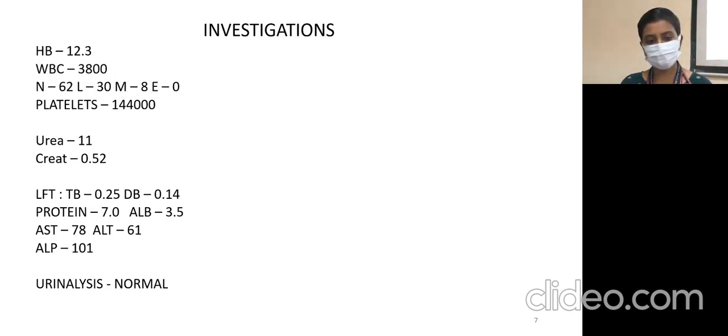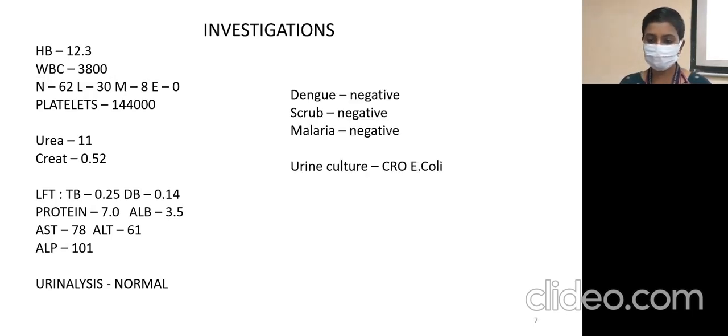So the picture made us think of dengue, and we went ahead with the serology. Dengue came as negative, scrub was negative, malaria was negative. In pregnancy, asymptomatic bacteriuria also has to be treated, so we sent a urine culture which grew CRO E. coli. We started polymyxin after discussion with the ID department.